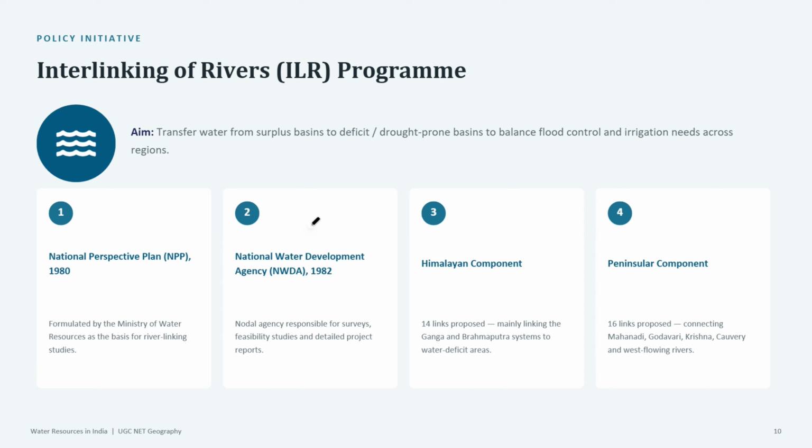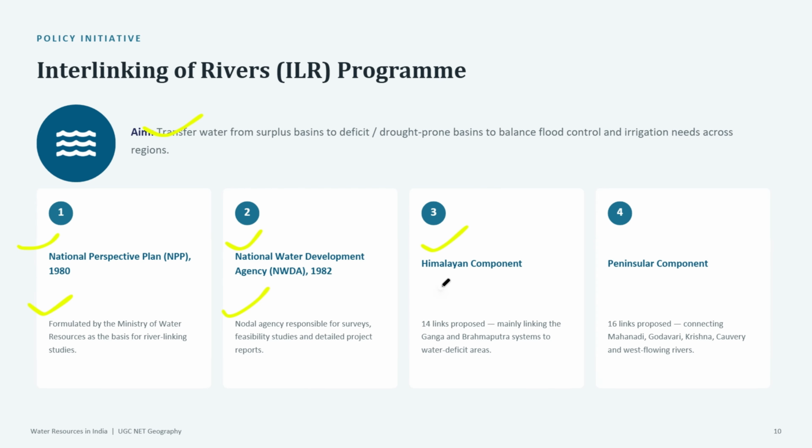Okay, interlinking of rivers, ILR programs aim to transfer water from surplus basins to deficit, drought-prone basins to balance flood control and irrigation needs across regions. National Perspective Plan, NPP, in 1980, formulated by the Ministry of Water Resources as the basis for river linking studies. Then the National Water Development Agency, NWDA, 1982, the nodal agency responsible for surveys, feasibility studies and detailed project reports.